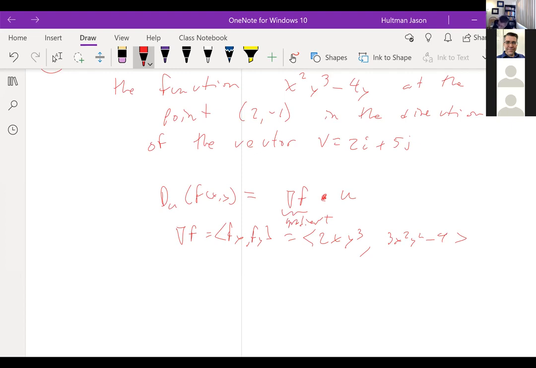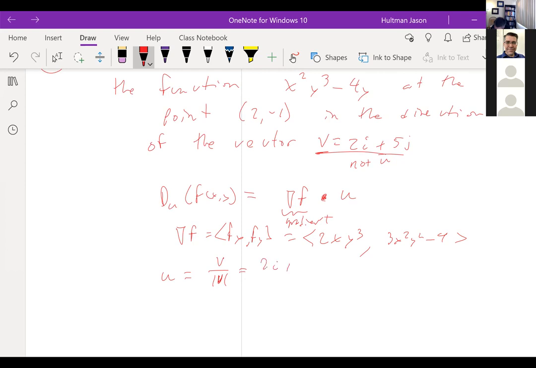And then we're going to want to find the derivative in the direction of v. Well, v is not a unit vector. This is not u. We want to turn it into a unit vector, because in order to find the directional derivative we have to have a unit vector, u. So what's u going to be? Well, u is going to be v over the magnitude of v. So I'm going to change it into a unit vector.